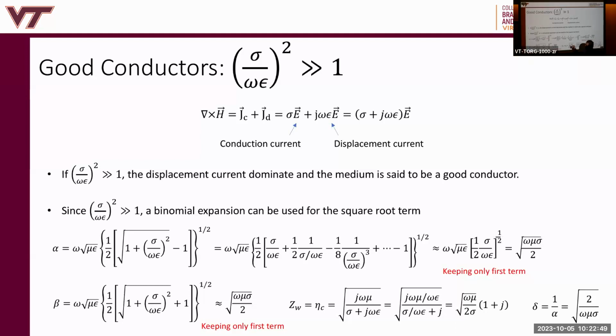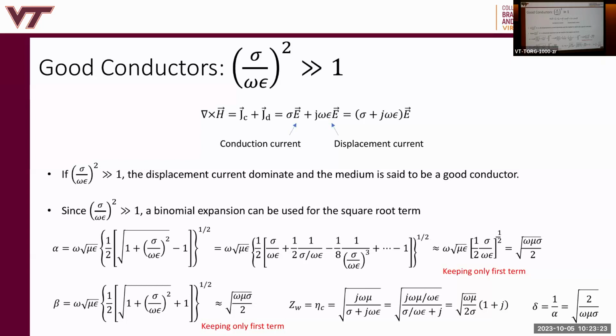And also like metal, lossy metal, for example, beta comes out to be the same thing, right? The square root of mu omega sigma over 2. And another consequence, the wave impedance becomes the square root of omega mu over 2 sigma times 1 plus j. And the skin depth is the square root of 2 over omega mu sigma, because we know skin depth is 1 over alpha, and alpha is this. But the one thing to notice is that beta and alpha are equal in a very lossy medium. All right.